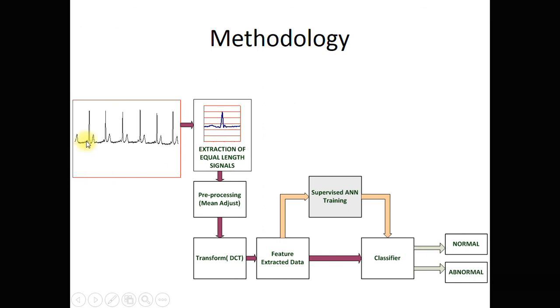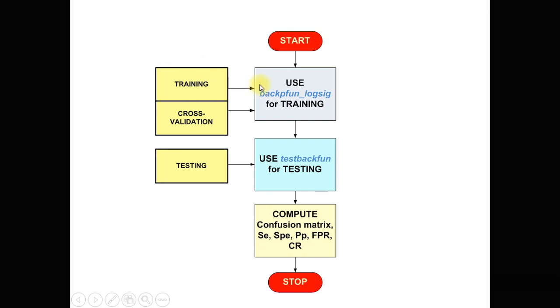This is the methodology. A continuous time series of ECG signals is available to us. We extract equal lengths of signals. We pre-process, that is, mean adjust and remove the DC component, then apply DCT on the extracted signal, extract the features, and then go for the classification, where we can have 2 classes. So this is the flow chart, sort of.